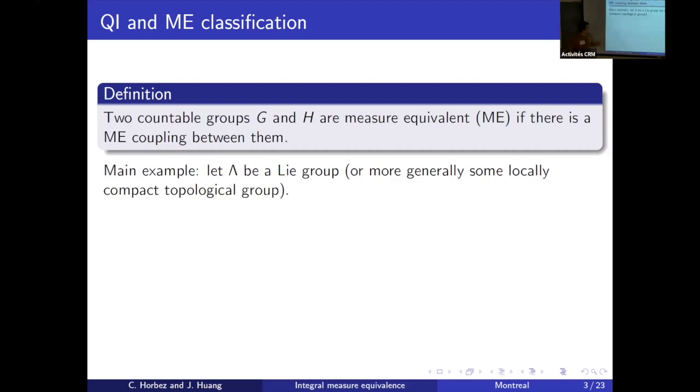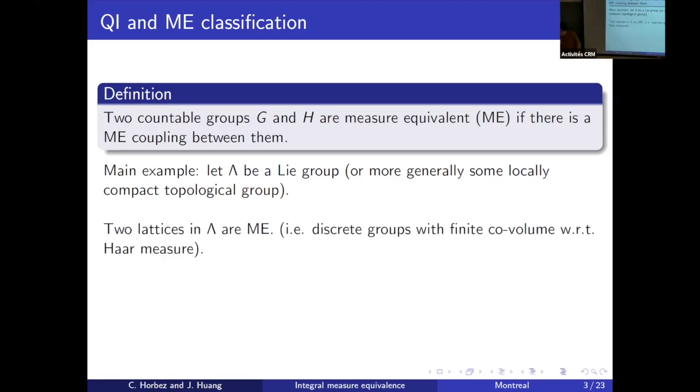Okay, so now I need some examples. The simplest example to think about is this: I take Lambda to be a Lie group, or more generally some locally compact topological group, and then we take two lattices in Lambda. A lattice means a discrete subgroup with finite co-volume with respect to the Haar measure. I want to claim that these two lattices are actually measure equivalent.